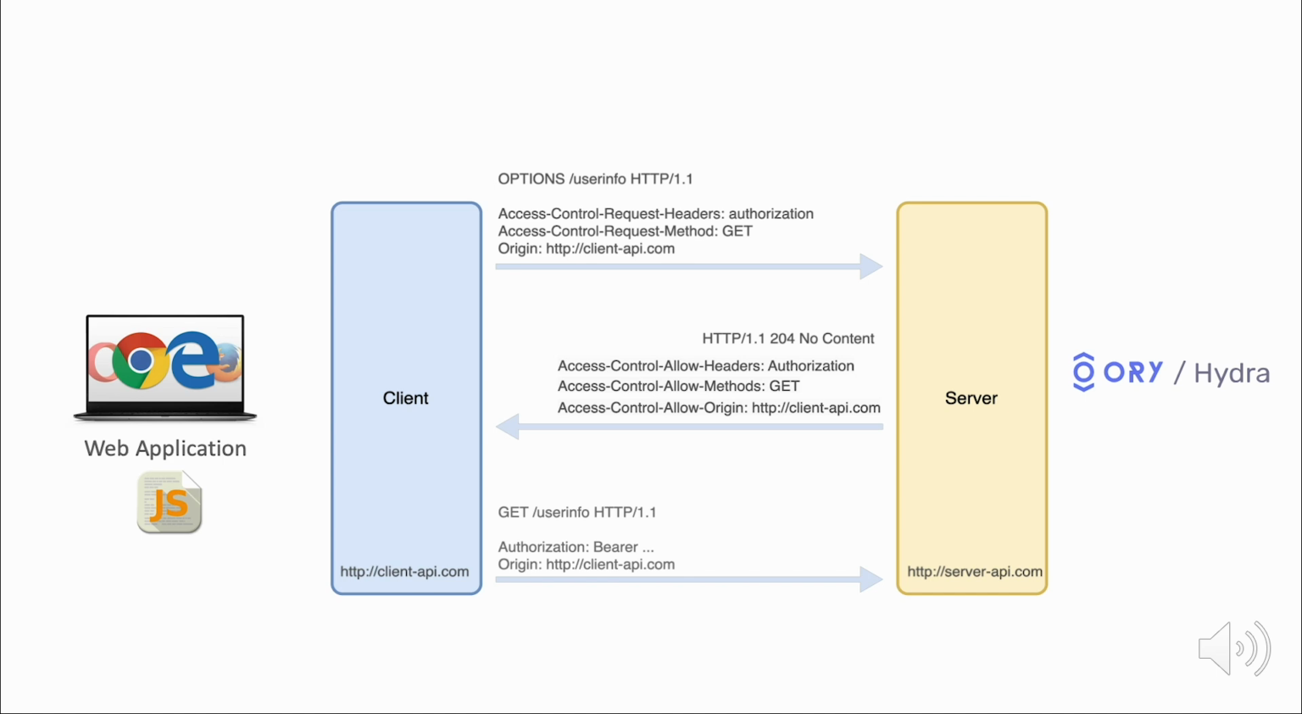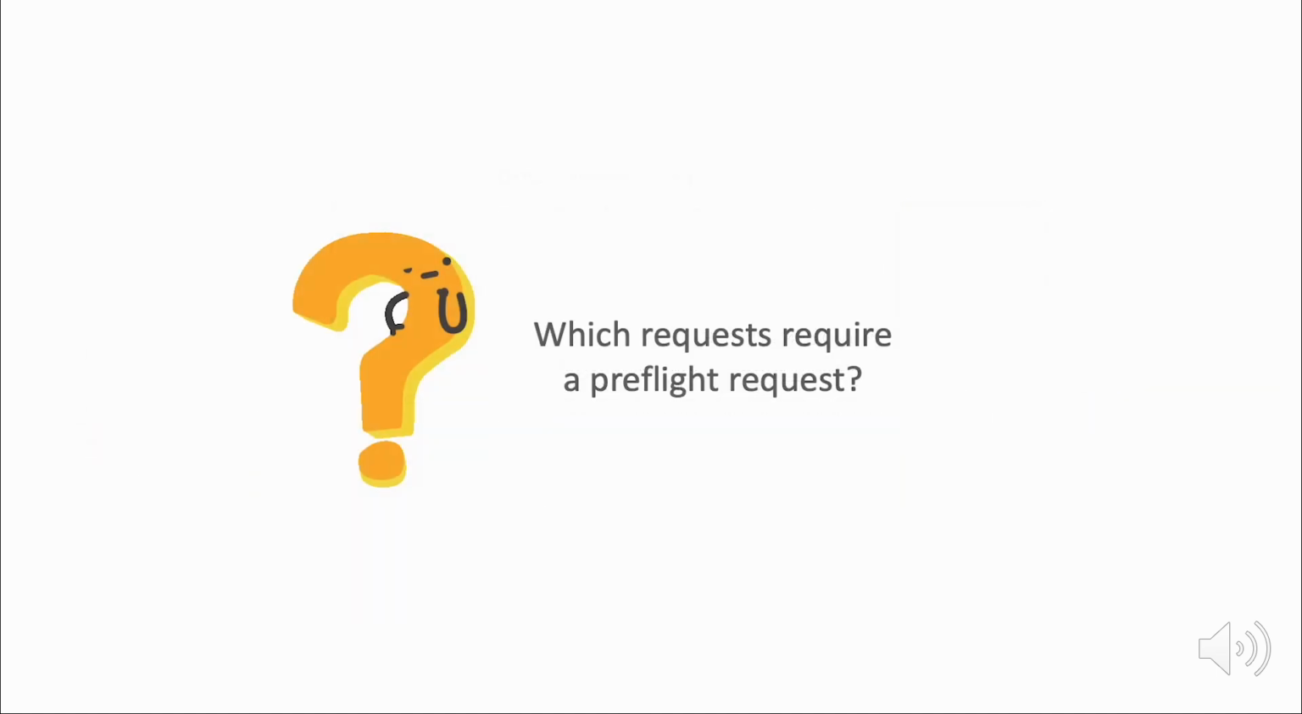But the important question is, which requests require a Preflight request? In HTTP, request methods are the data operations the clients want the server to perform. Common HTTP methods include GET, POST, PUT, and DELETE. In a regular cross-origin resource sharing interaction, the browser sends the request and access control headers at the same time. These are usually GET data requests. These requests are considered low risk.